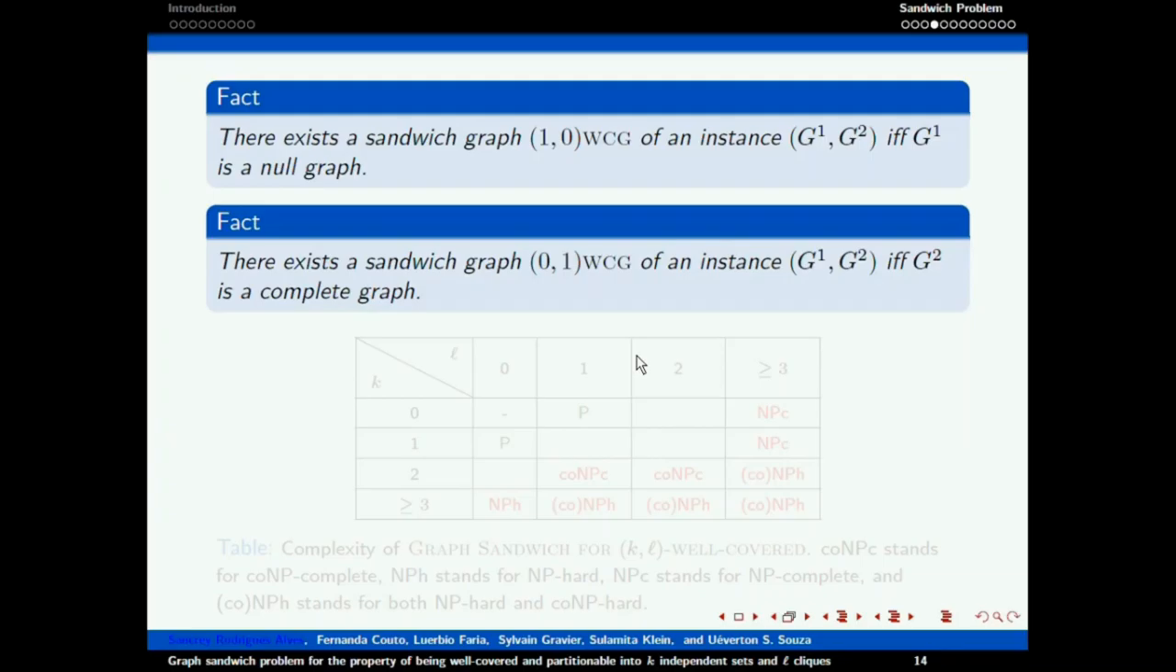Fact 2. There exists a sandwich graph 0-1 WCG of an instance G1 and G2 if and only if G2 is a complete graph. We note that a graph is a 0-1 well-covered graph if and only if it is a clique, that is, a complete graph. Therefore, G2 must be a complete graph if G2 is the output of the problem. Using these two facts, we can fill two spaces in the table of the sandwich problem for KL well-covered graphs.